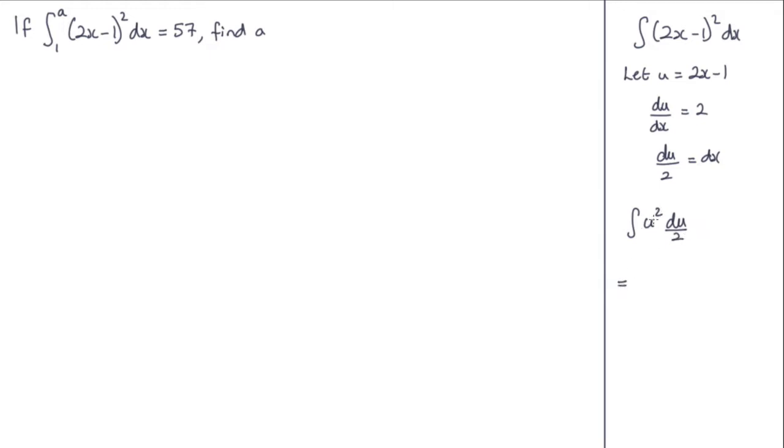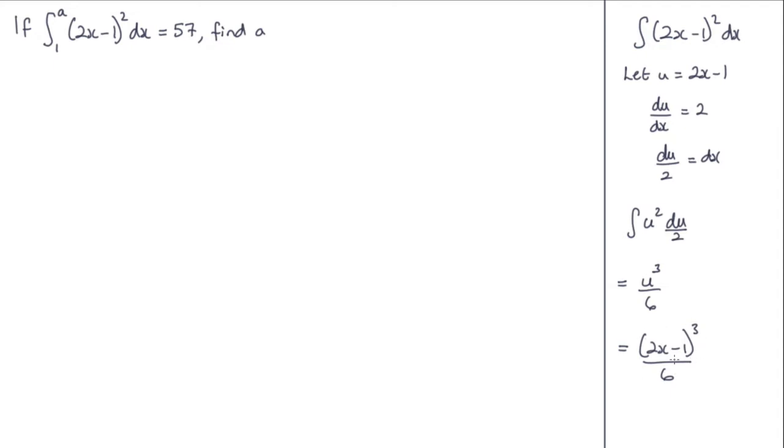So u squared integrated will be u cubed over 3. And the 3 and the 2 multiplied give me a 6, so I end up with u cubed over 6. And I know that u is 2x minus 1, so I've got (2x minus 1) cubed over 6.